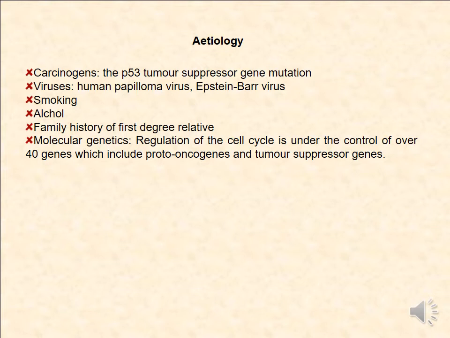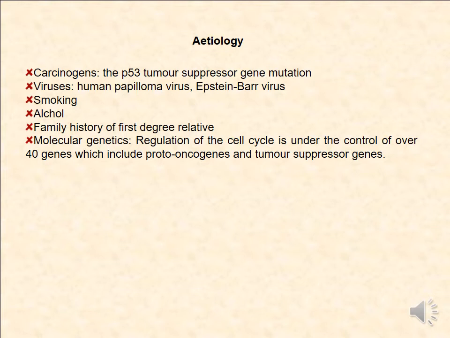Smoking is a very important etiological factor for malignancy in the oral cavity. Alcohol consumption again leads to malignancy in the oral cavity. We have a family history of first degree relatives. Family history is important; we must make sure whether the patient has a relative, father, mother, brother, sister, or anyone who had malignancy in one member of the family.